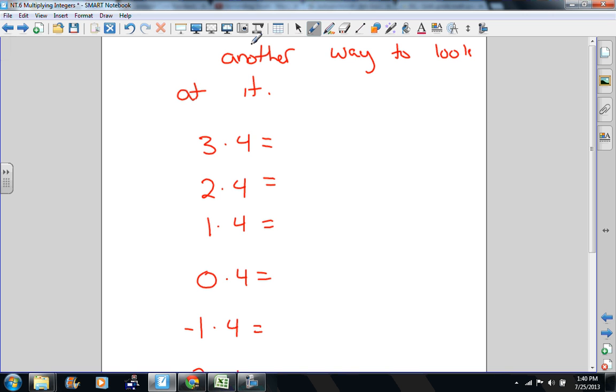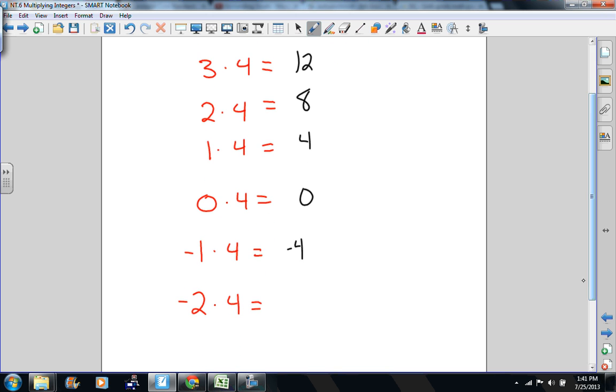Okay, another way to look at this is if we have 3 times 4 is 12. 2 times 4 is 8. 1 times 4 is 4. And hopefully you see a pattern here. So 0 times 4, well, that's 0. -1 times 4, well, that's -4 if we follow the pattern. And it keeps going. -2 times 4 is -8. So what do we notice here about these 2 problems? Well, I see that if we have a positive number here and a negative number here, that makes our answer negative. And just the opposite of this.